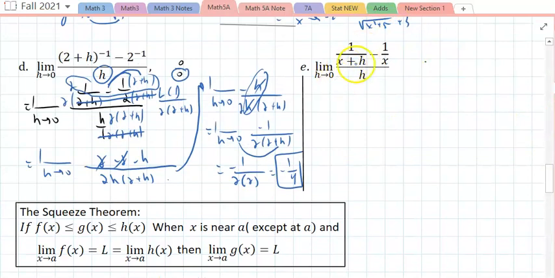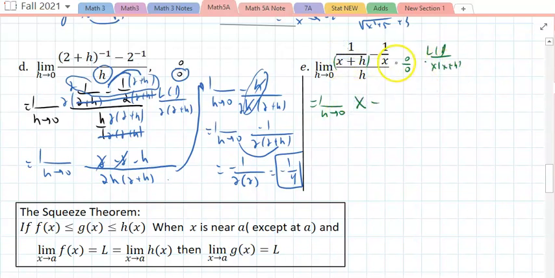Same deal, we let h equal 0. We get 1 over x minus 1 over x, which is 0 over 0. Same deal. They're the same type of problems. The LCD will be x times x plus h. What's this missing? An x, top and bottom.